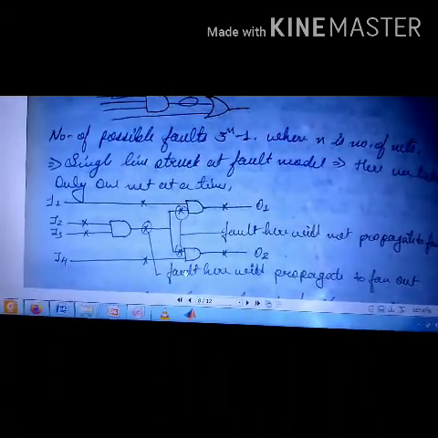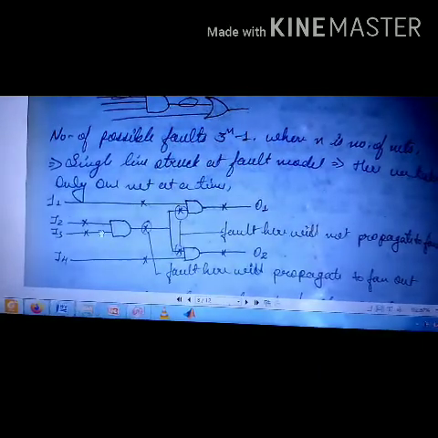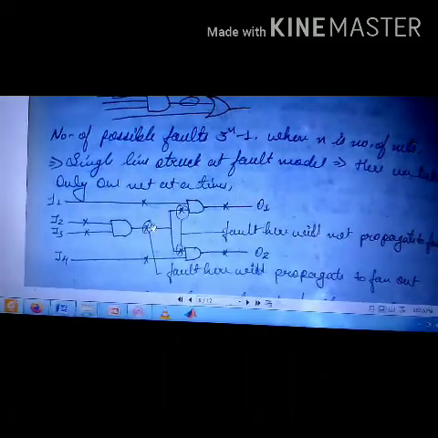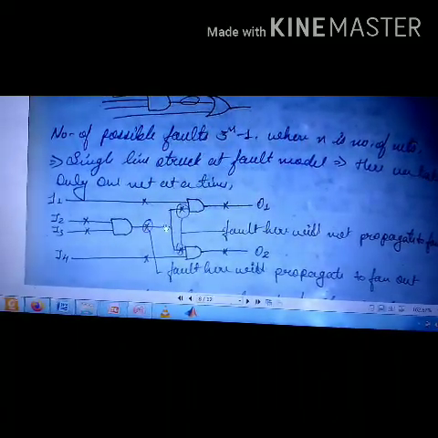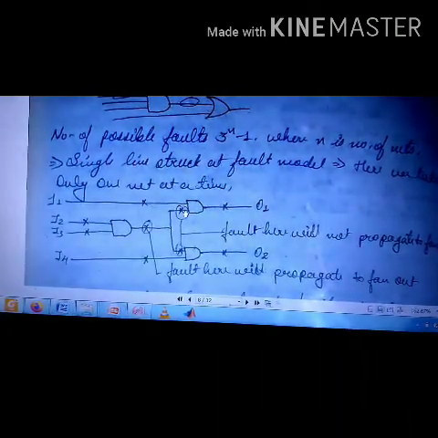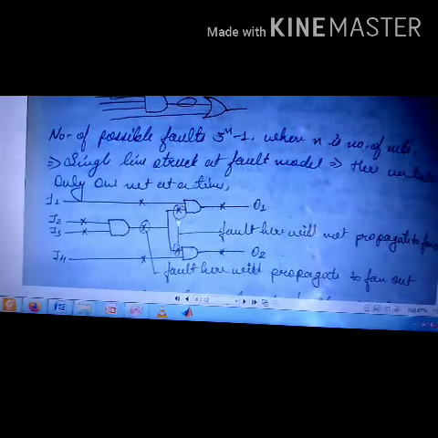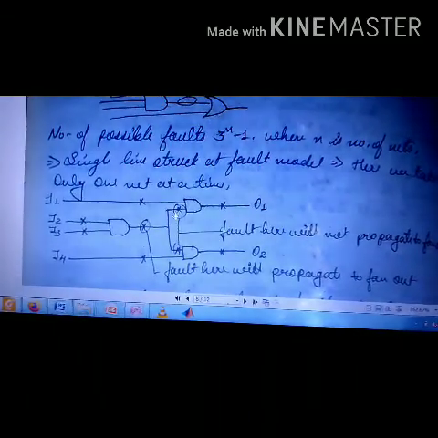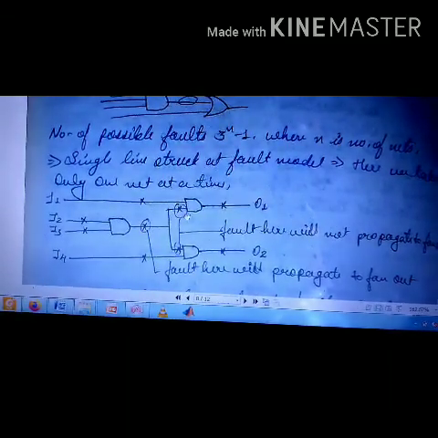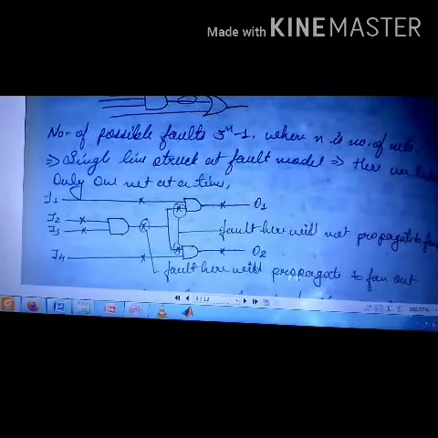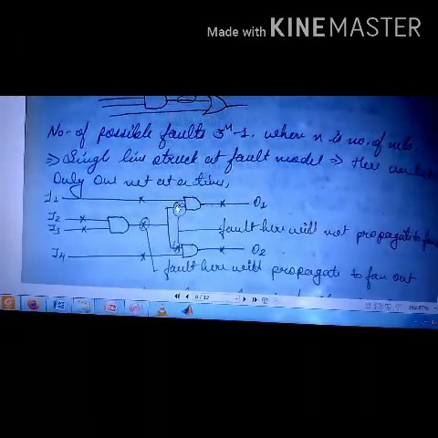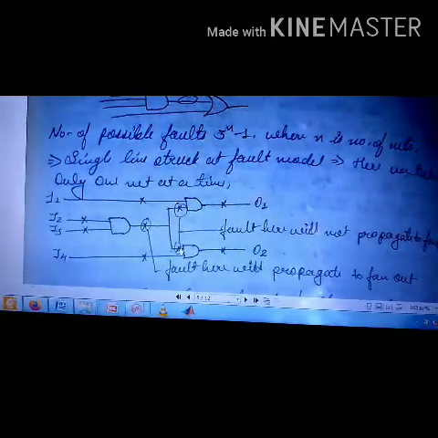Another thing is that we have to look at whether an error will propagate forward or not. Like if there is an error here, this error will propagate to both the AND gates. However, if an error is at any one of these other places, it will not affect this net and it will not affect that net. However, this error will affect this net. So this is the fault which will propagate to both the fan outs. However, any fault at a single fan out will not affect the other fan out.